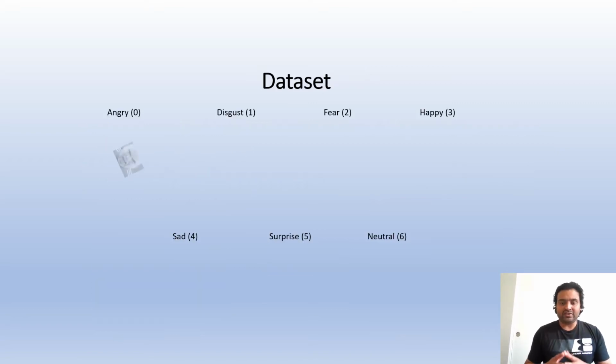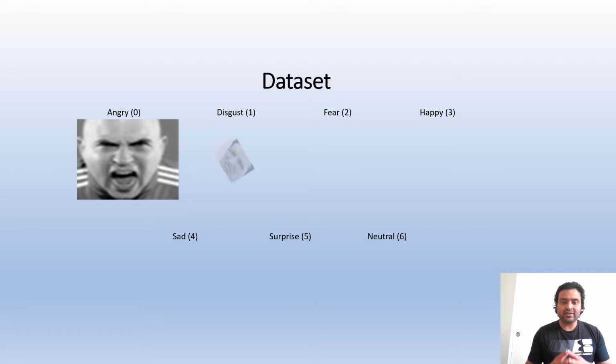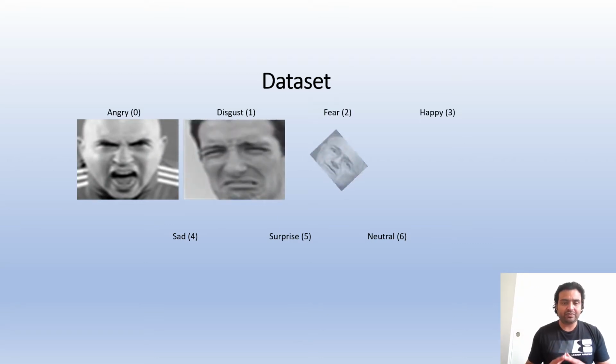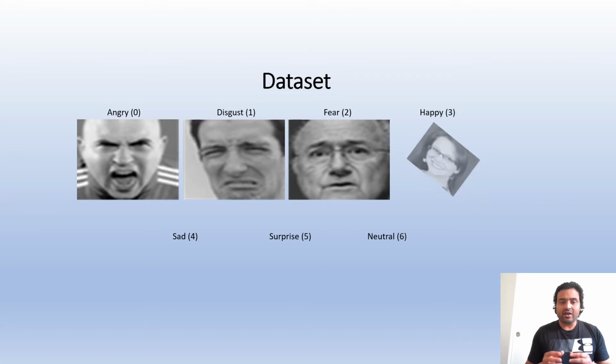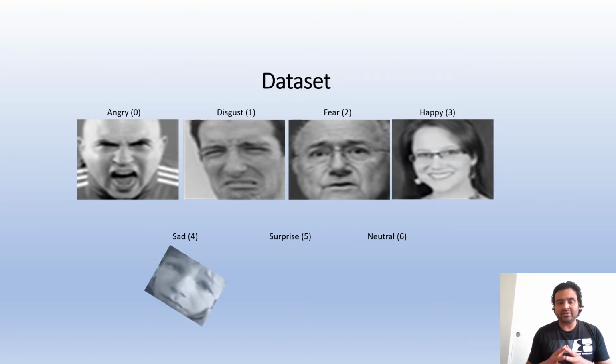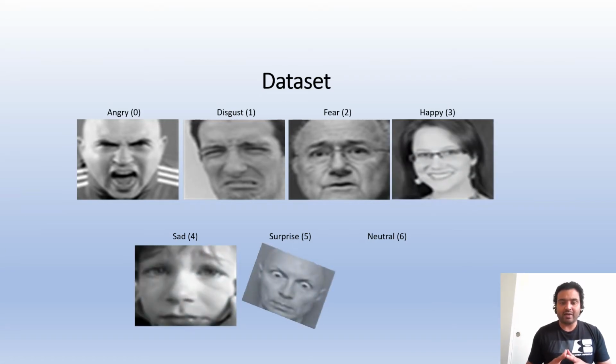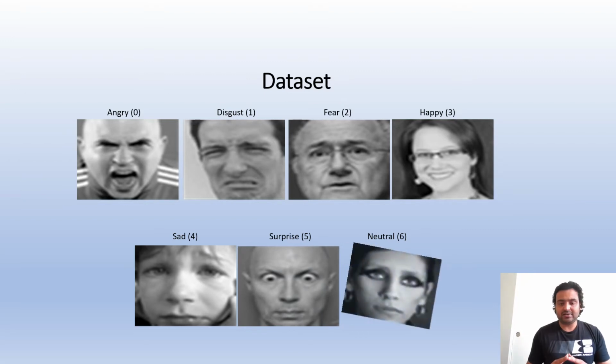Let's talk about my research. This dataset contains 7 different emotions and it's publicly available, which includes angry, disgust, fear, happy, sad, surprise, and neutral.